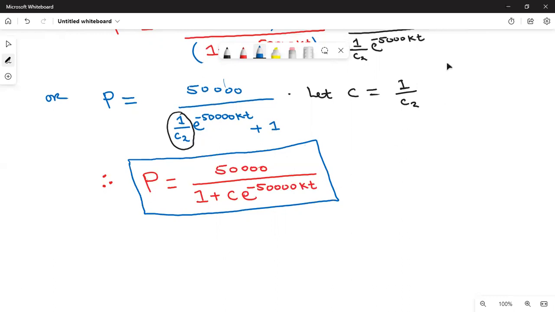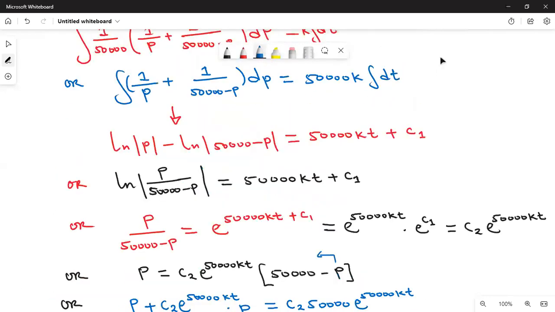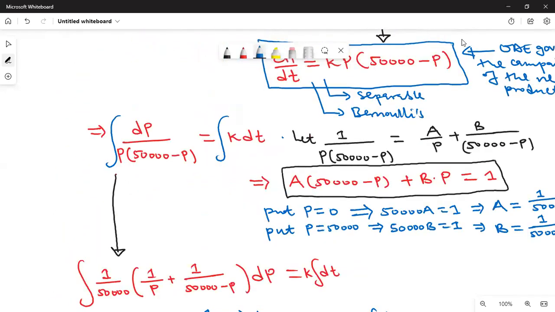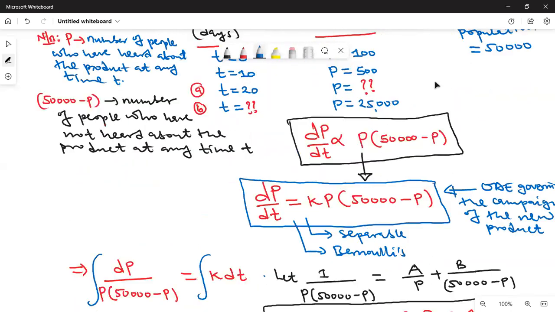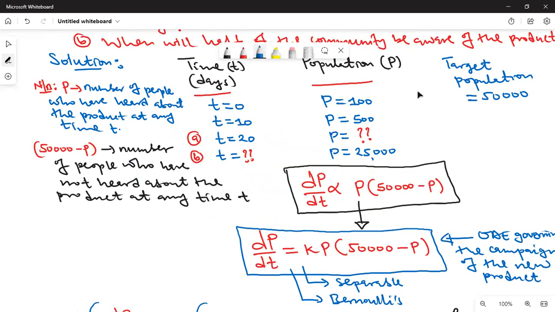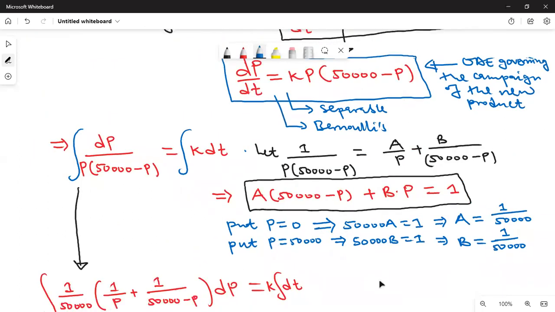Go back to the conditions. The conditions given, I'm going back to the table. When time is 0, the population is 100. So we are going to apply this. And also when time is 10, the population is 500. So that will help us find the value of the constant C and the other constant K. Once we have done that, then we'll answer part A and part B. So let's start with time 0 and P is 100.